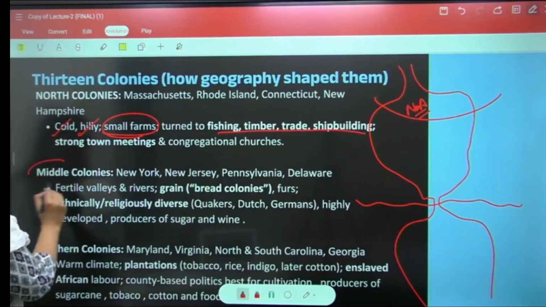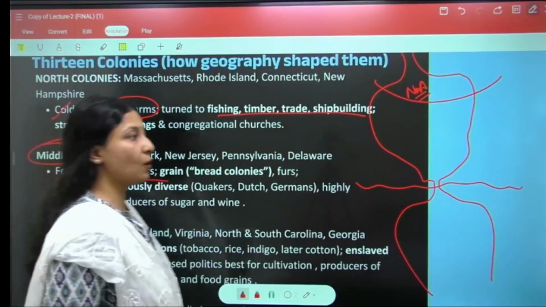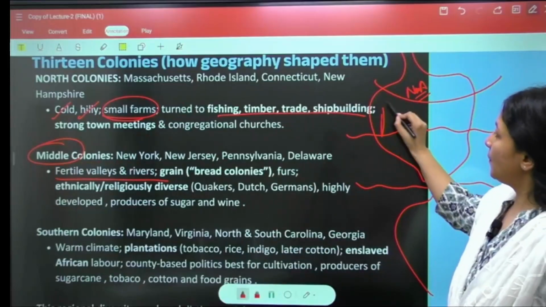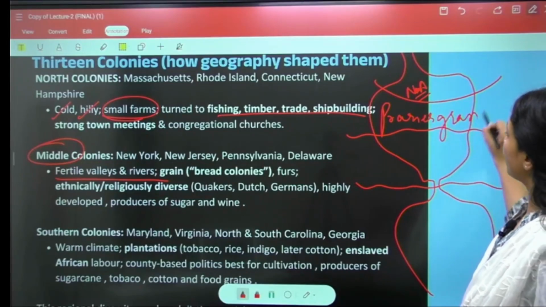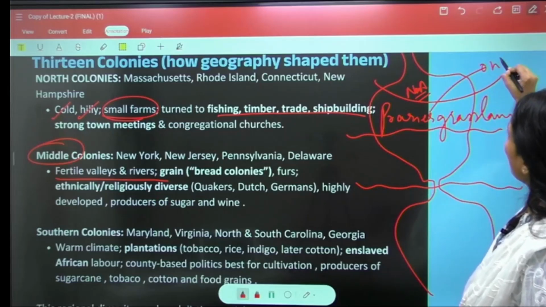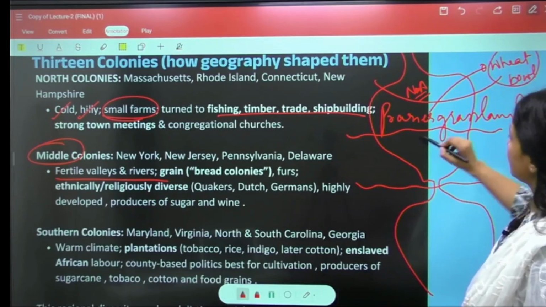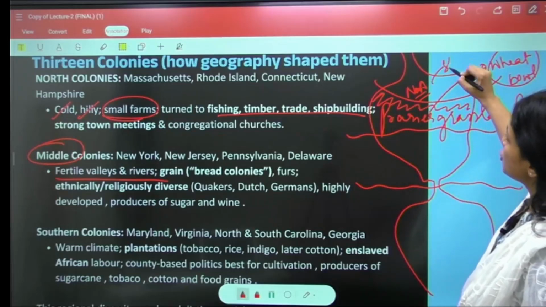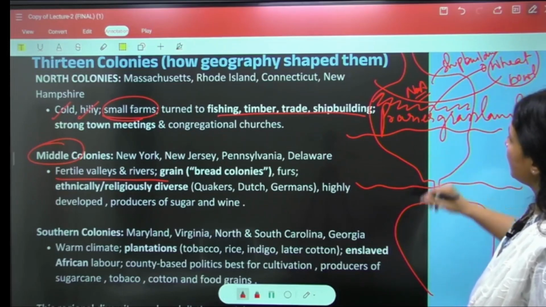The middle part basically consisted of fertile valleys. We have all seen that prairies are the kind of grasslands found here, and these prairies are also known as the wheat bowl, right? So agricultural production was happening over here, and shipbuilding was happening over here, right?